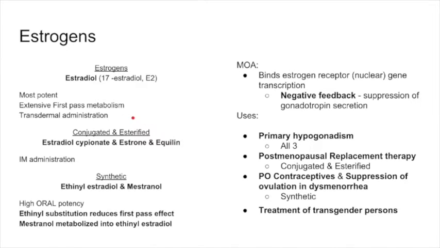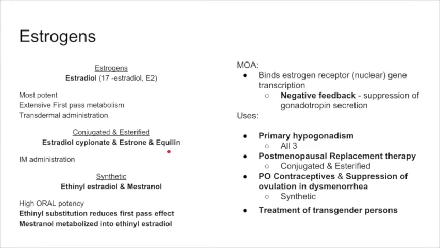So of course our great scientists figured out, let's conjugate a little cypionate group or some other things, and we now have agents that can be used intramuscularly. Estradiol cypionate, estrone, and equilin.